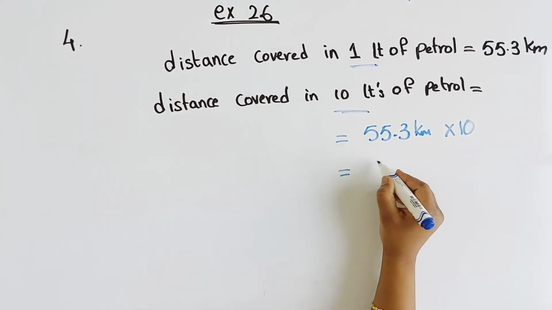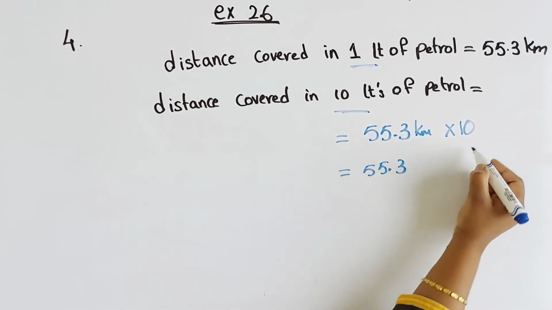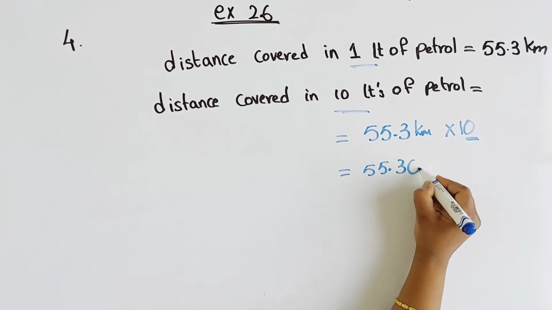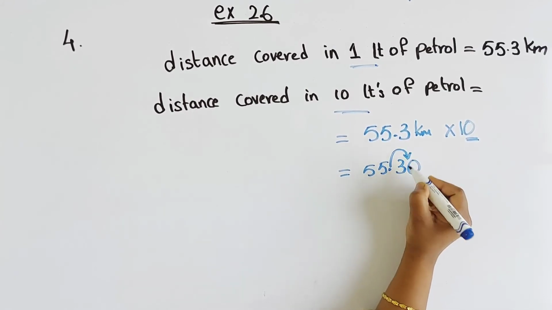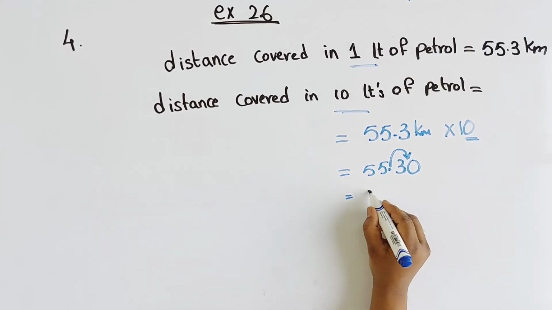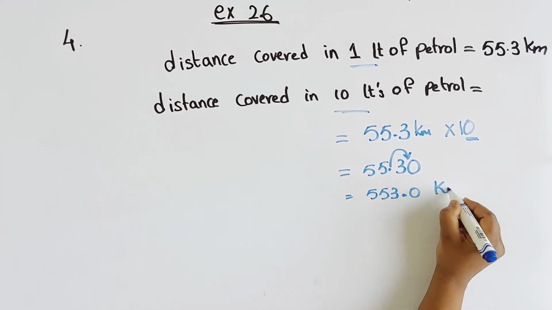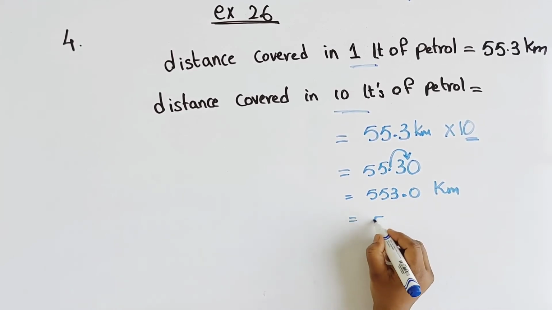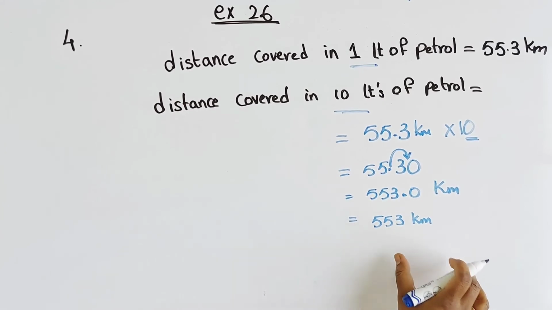So this is 55.3, we are multiplying with 10. That means write the 0 as it is and the point will move right side after one number. Correct? That is the rule we learned. So the answer is 553.0 kilometers. So 553 kilometers covered in 10 liters of petrol.